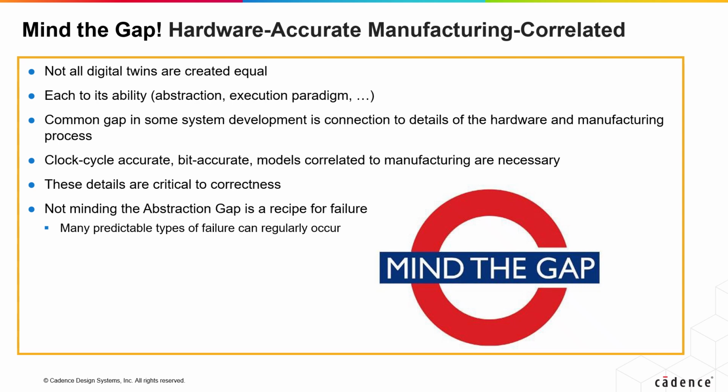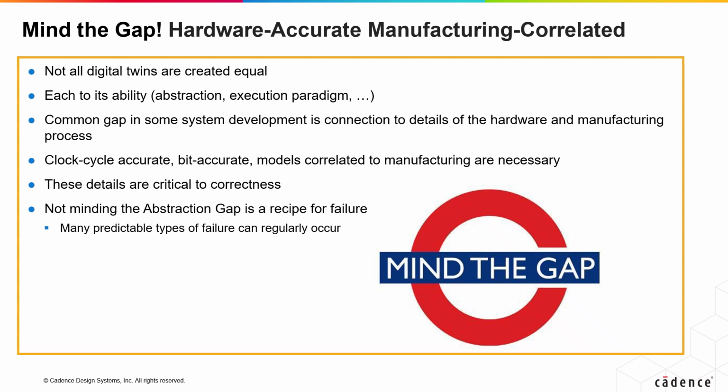As we explore the concept of digital twins, it's essential to recognize that not all digital twins are created equal. Each has its unique abilities, such as abstraction levels, execution paradigms, and more. However, a common gap in some system development is the connection to the details of the hardware and manufacturing process. This is a critical oversight, as clock cycle accurate, bit accurate models that are correlated to manufacturing are necessary for ensuring correctness. These details are not just nice to haves, they are critical to the success of the project.